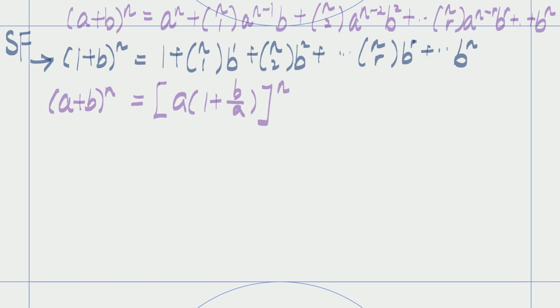Right. So if you can't really get what I mean, you just multiply back again. You see, a times 1 will give you your a, and a times b over a will give you b. So when you factorize your a out from a plus b, this is what you'll get.